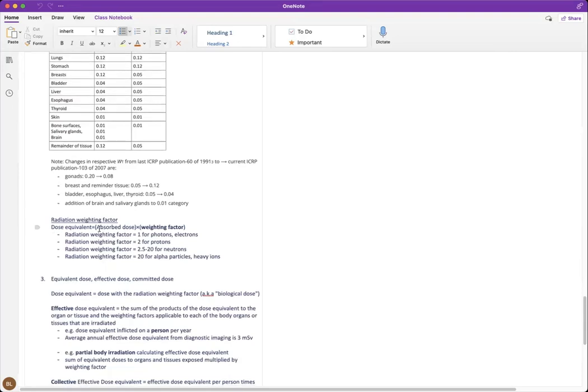Radiation weighting factor. Dose equivalent equals absorbed dose times the weighting factor. Photons and electrons have a weighting factor of 1, so the dose equivalent is just equal to whatever their dose was. Protons, you use a weighting factor of 2. Neutrons have a weighting factor of 2.5 to 20, and then alpha particles and heavy ions have a weighting factor of 20. This seemed like a relevant thing to know, but I don't remember coming up about this.